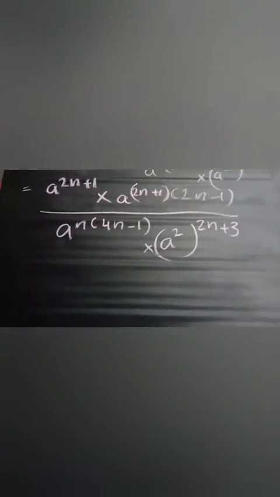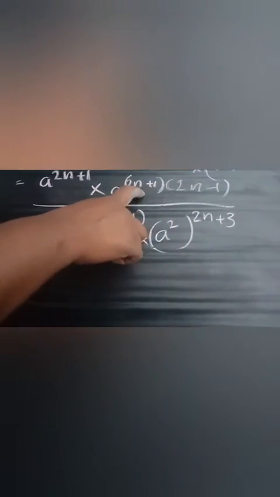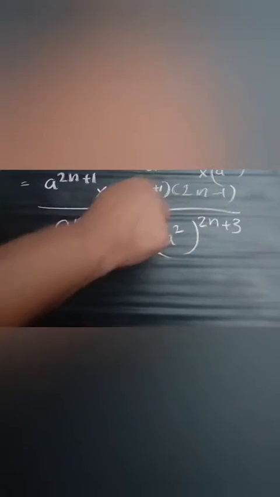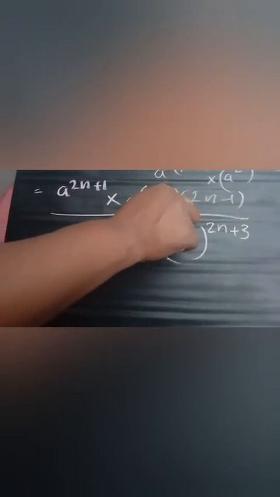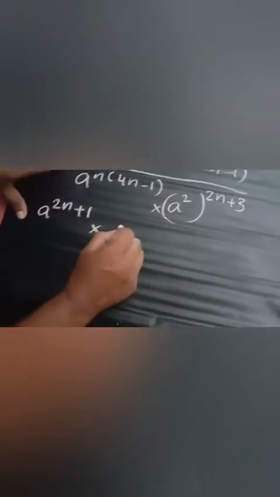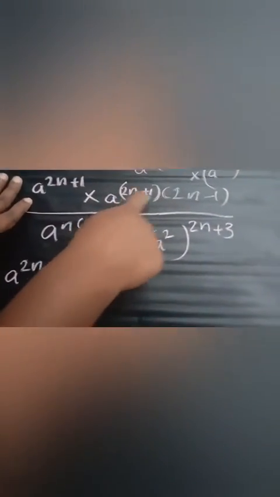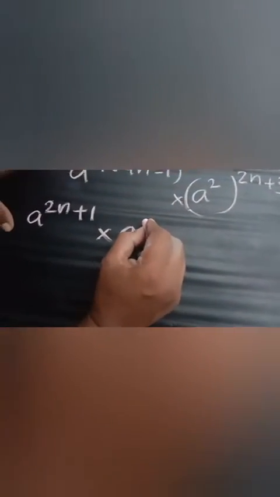This is in the form, here a plus b into a minus b form. a plus b into a minus b is a square minus b square. So a raised to 2n plus 1 into a raised to 2n into 2n, 4n square. Okay, 4n square.